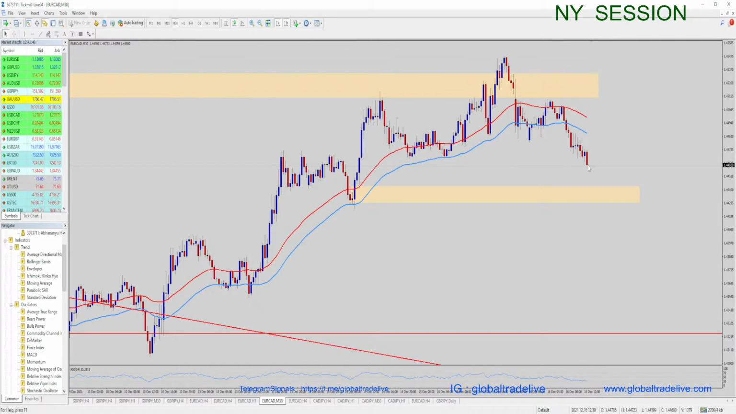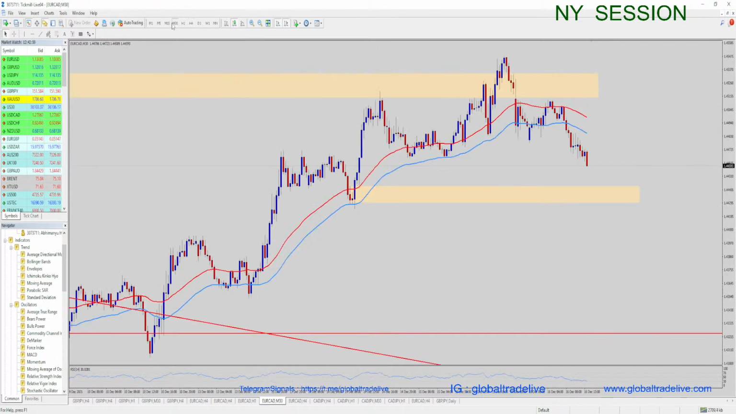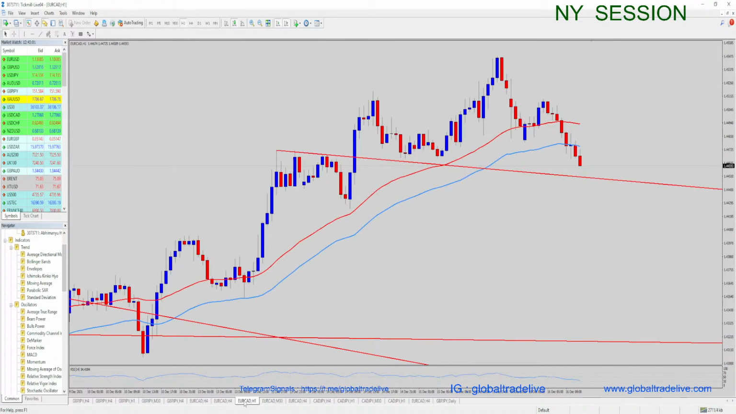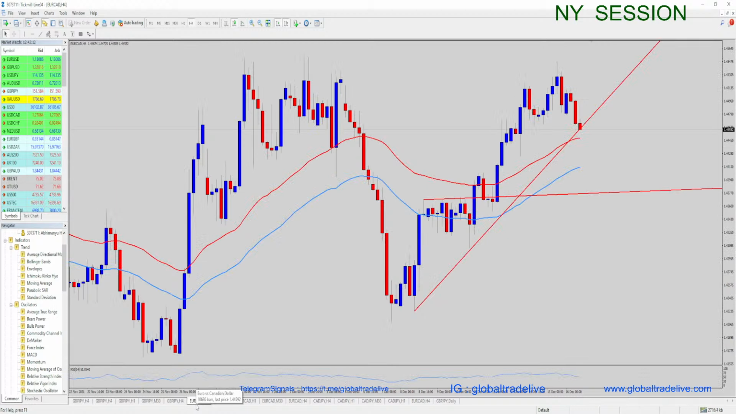Yeah, EuroCAD should drop down from here. So my trade is running in 3 pips of profit. The 4-hour is also heading towards the downside. Oh, there is a problem over here in EuroCAD, but after 9 pips. Okay, this is something serious right now.